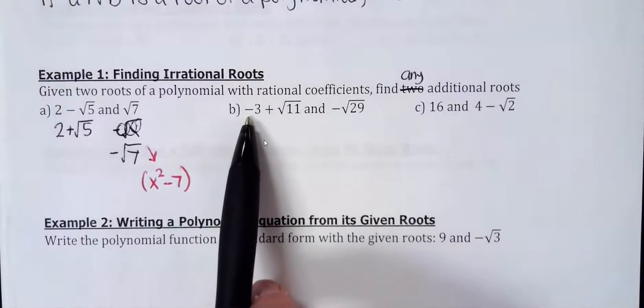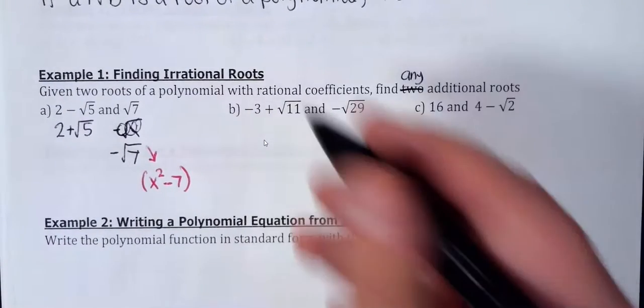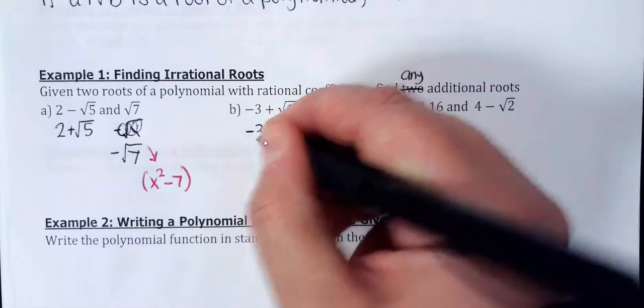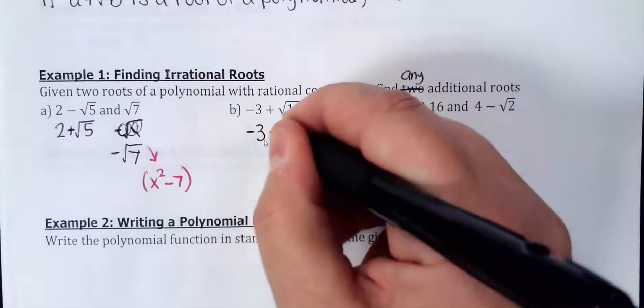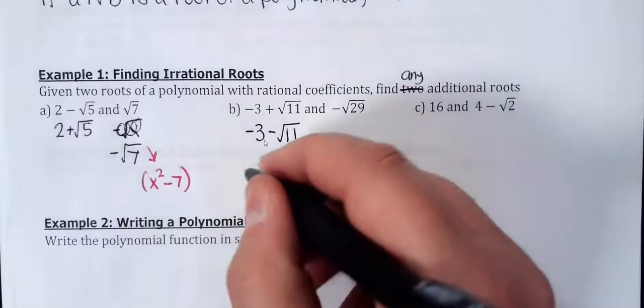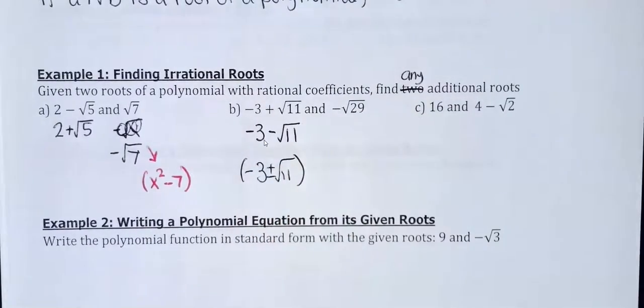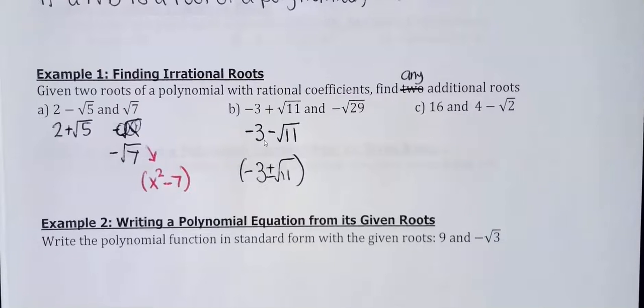Now, these always trip people up. If it starts with a negative, like this is negative 3 plus the square root of 11, you do not change the sign in front. You only change the sign in the middle to get the conjugate. Like if we had done the quadratic formula on that, it'd be negative 3 plus or minus square root of 11. We wouldn't change the negative out in front. That would remain the same. You just change the symbol in the middle to write the conjugate.